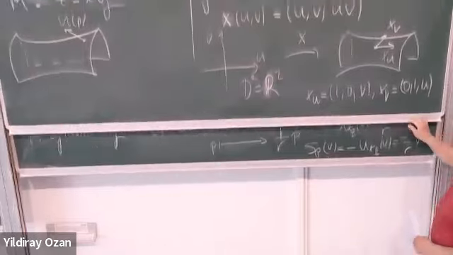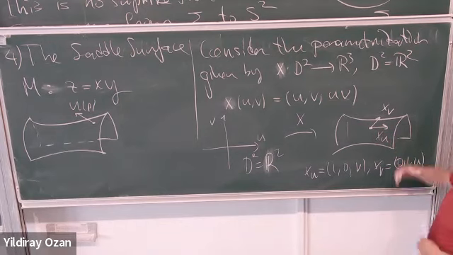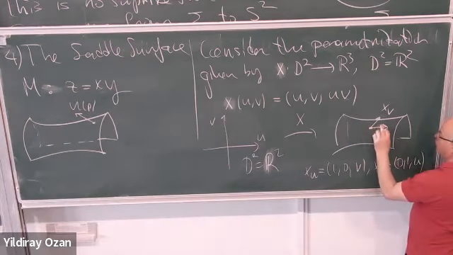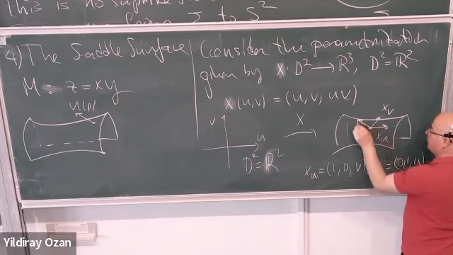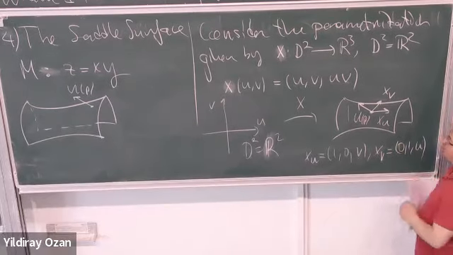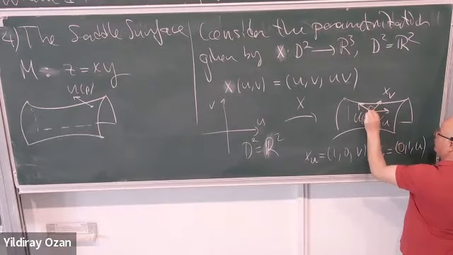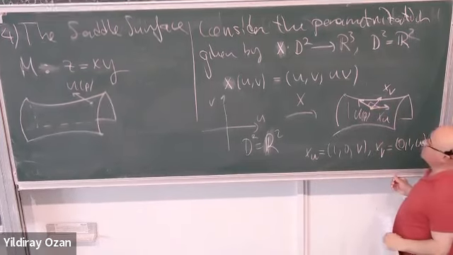And what is the normal vector then? The normal vector can be chosen to be the cross product of these two tangent vectors. So it will be something like this. Right? UP is just the cross product of these two vectors.